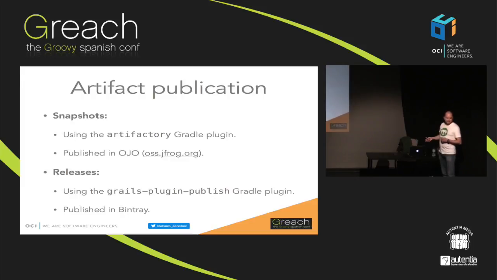If it is an internal plugin that only your company is going to use, then it's all about your company's Nexus repo or Artifactory repo. That's all. But if you have a public plugin that you expect people to install, then there are two things to consider. For snapshot publication, you need the Artifactory Gradle plugin, and they are published in Oj, which is the open source version of JFrog, the guys who created Artifactory.